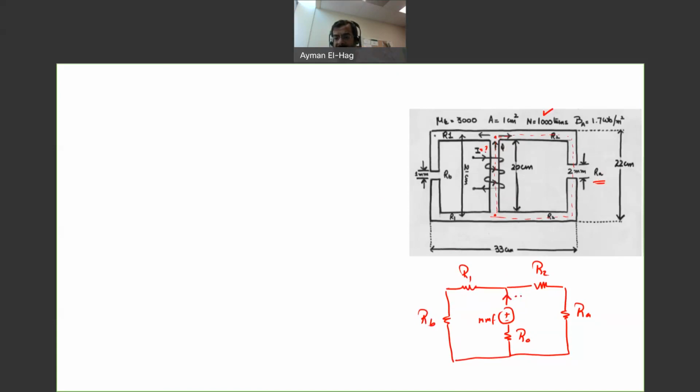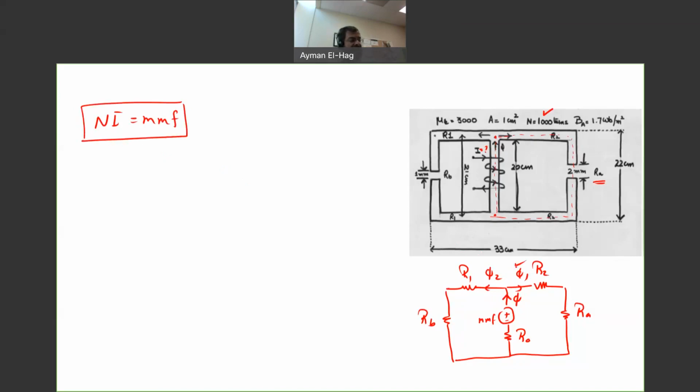Here we have a flux phi, then to the right we have phi 1, and phi 2. What we want to find is I, in other words NI, which is the MMF of this circuit. N is known to us, so once we know the MMF, we can find our current. The fluxes are not known to us, except phi 1.